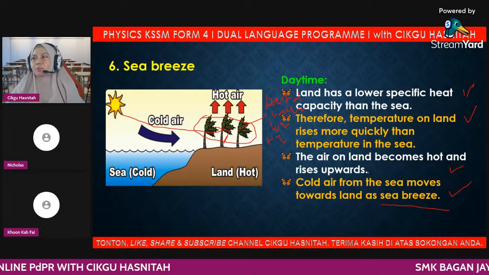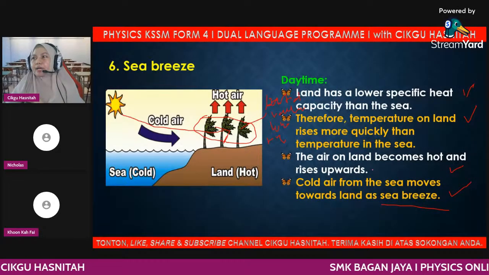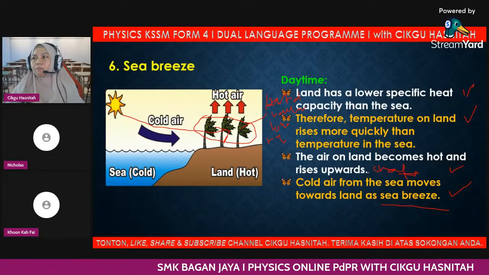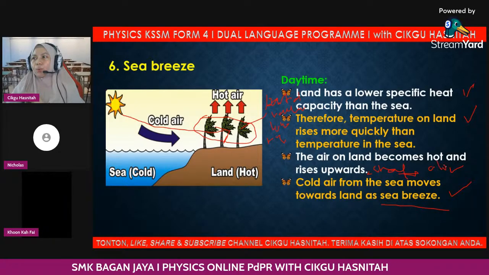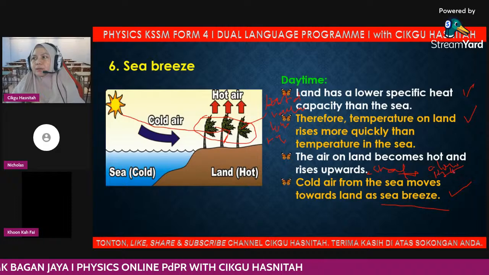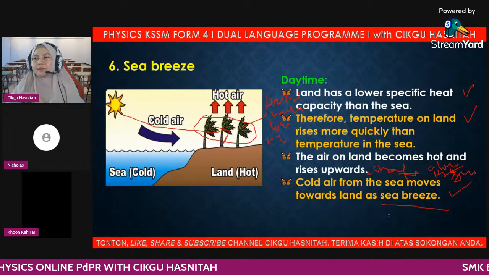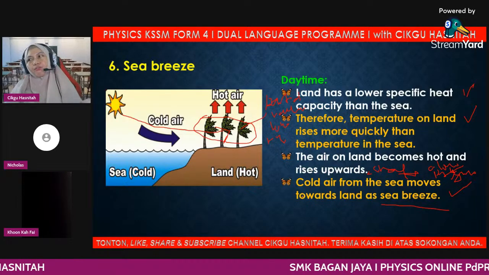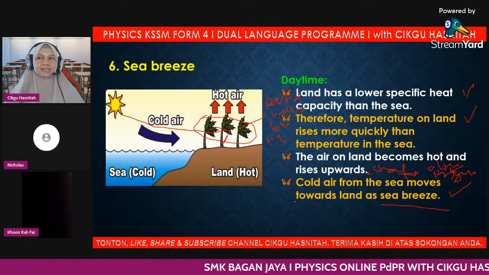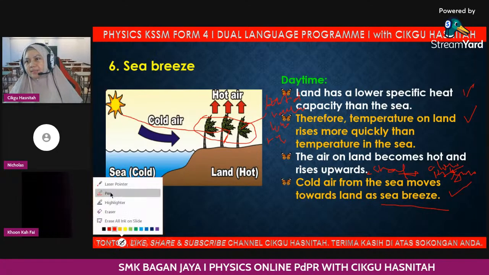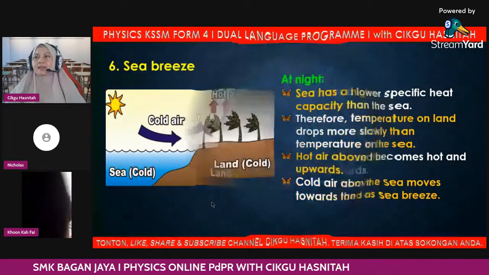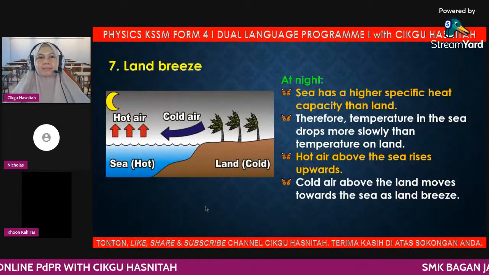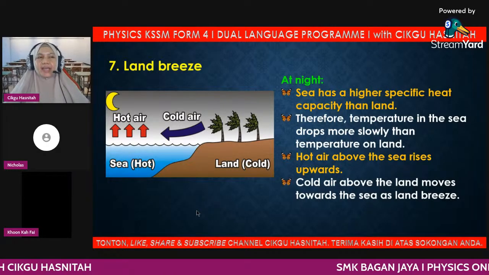Ini boleh tambah sikit. Rise upwards, creates, ini letak comma, a low pressure region. And finally, the cold air from the sea will move towards the land. So that is sea breeze. Alright. And the last application to be discussed is land breeze. Land breeze occurs at night.